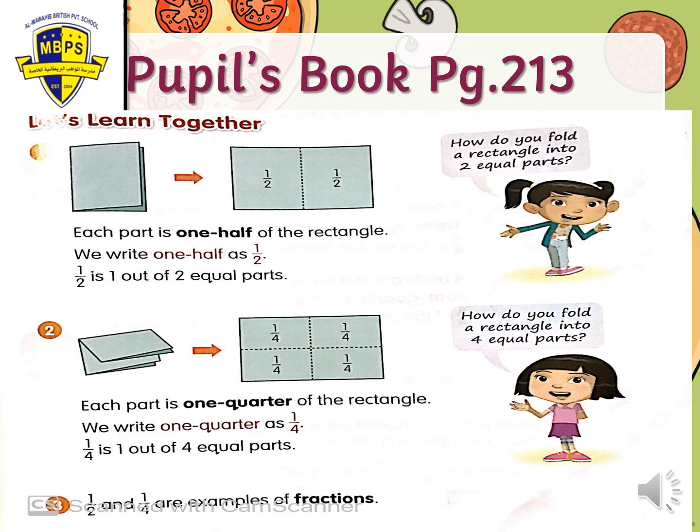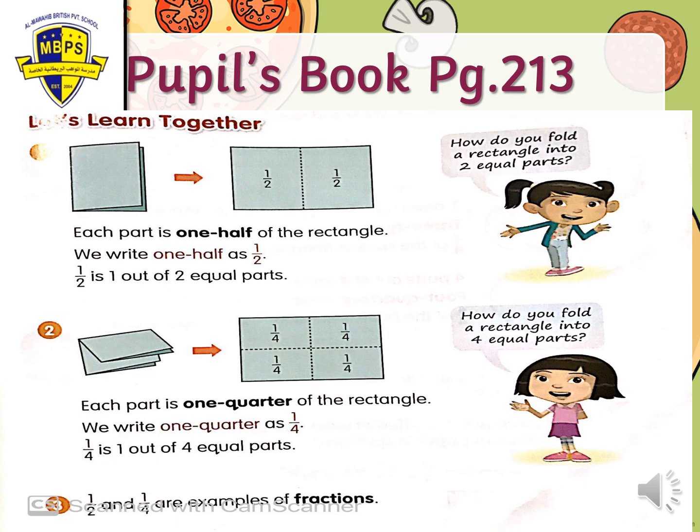Now, after watching the video, let's apply what we have learned using the Pupils Book page 213. Let's learn together. If you have a white paper or any paper, you can use it to do this activity. Bring the white paper and try to fold it from the middle, and you will have 2 equal parts. Each part is 1/2 of the rectangle, as you can see in the picture here.